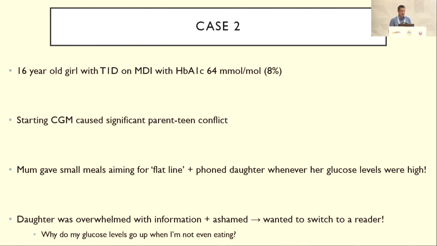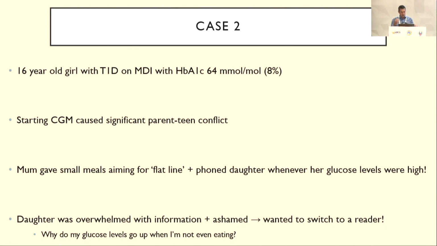So here is someone I saw recently. She's a 16-year-old girl, once again on MDI with an HbA1c of 8%. When she started CGM, it created a lot of conflict in the family, particularly between her and mum, because mum thought she should have a flat CGM trace. And every time her glucose levels went high, she phoned the daughter. You can imagine the embarrassment that caused. The daughter became quite overwhelmed and ashamed, and she was very keen to switch to a reader.